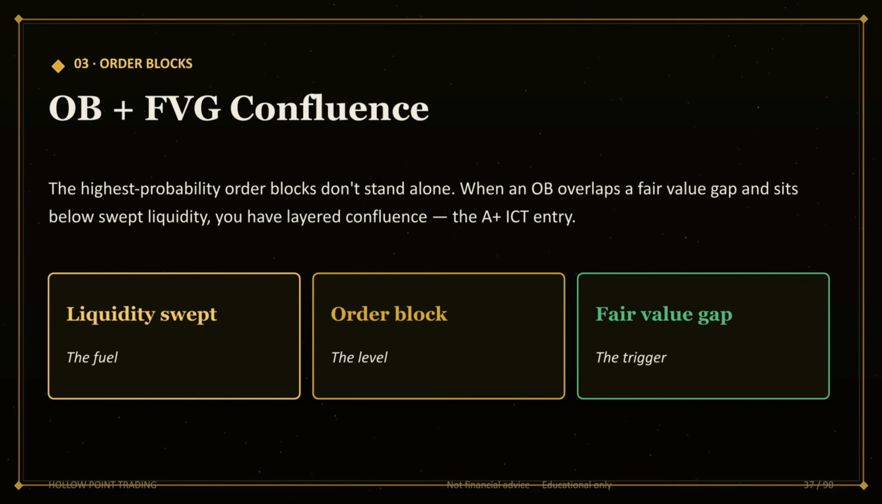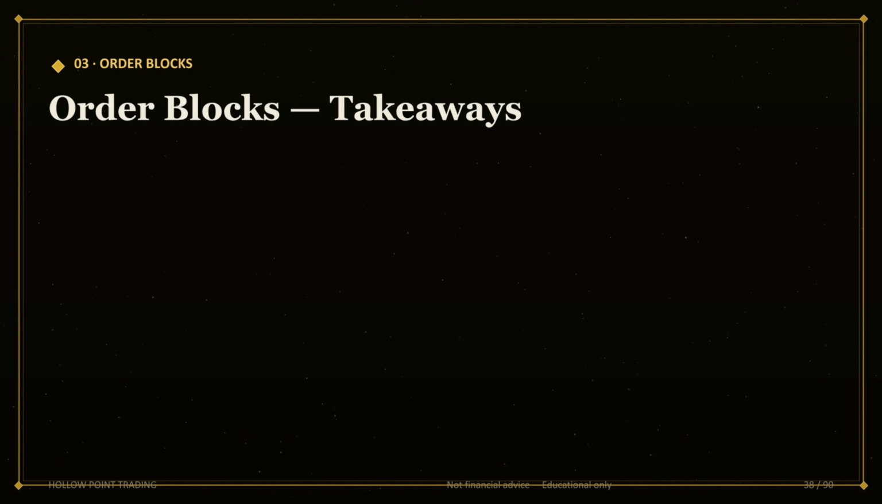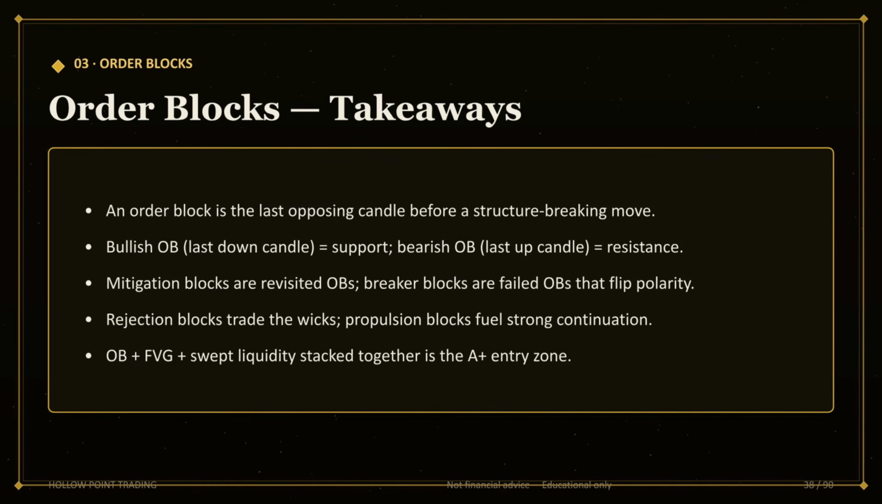For the highest probability trades, look for order block confluence. When an order block overlaps a fair value gap and sits below swept liquidity, you have an A+ ICT entry zone, combining multiple elements of institutional footprinting. In summary, order blocks represent institutional entries. Remember the different types: mitigation, breaker, rejection, and propulsion blocks. Always aim for A+ setups by looking for confluence with fair value gaps and liquidity sweeps.